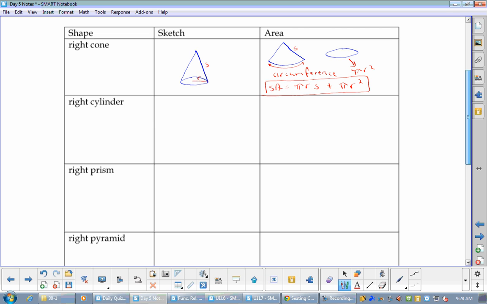Okay, so mine's a different color than yours, but you should see right here on your formula sheet, pi rs plus pi r squared. So you don't have to memorize it, but we're just going to be talking about these. Okay, now we've got our right cylinder. I'm just going to do a squashed circle, another squashed circle right below it. We're going to go like this.